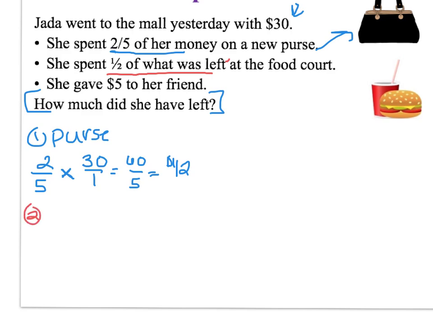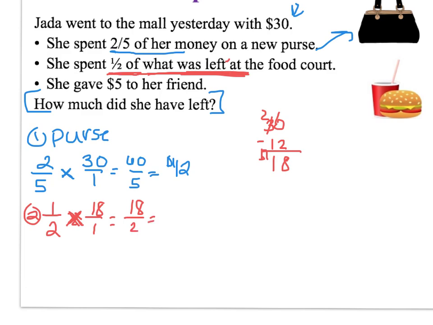The second step is I have half of, but here, again, of means multiply, it's not her money that she went with, it's what was left after she bought that purse. So I need to do an extra step over to the side here. She had $30. She spent $12 on a purse, which means now she only has $18. So the half of what was left is going to be half of 18. And I get 18 over 2, which is the same thing as 9. So $9 was spent at the food court.